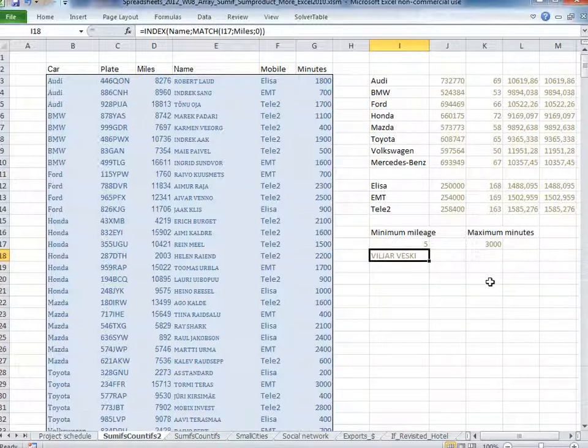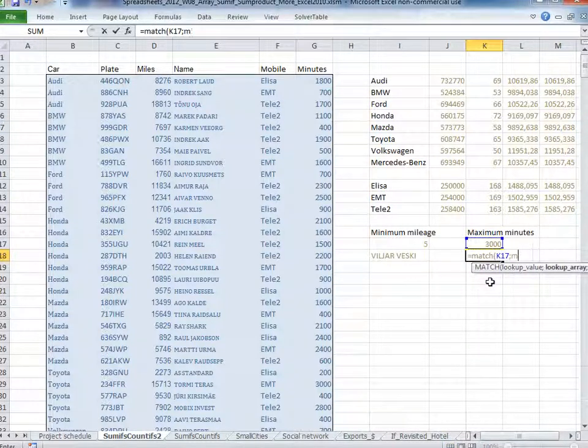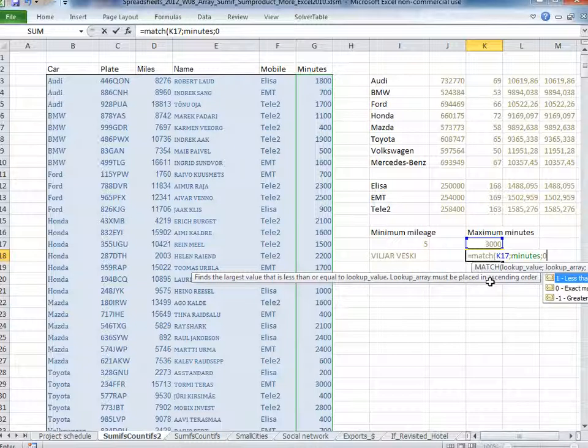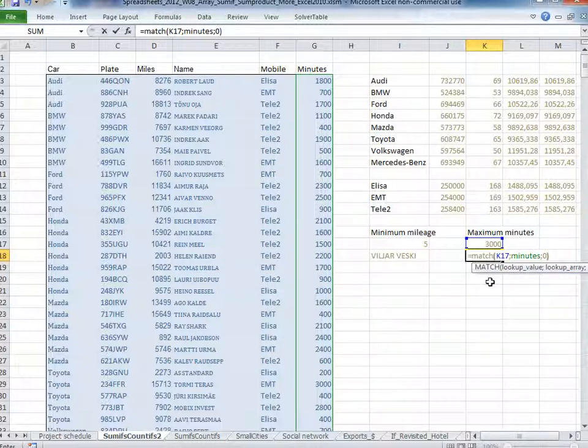And let's do the same for minutes. We know 3,000. Let's see on which row is it in the block minutes. Equals MATCH 3,000 from minutes, semicolon 0. It has to be there exactly. There is no missing it. And it's on 27th row already.